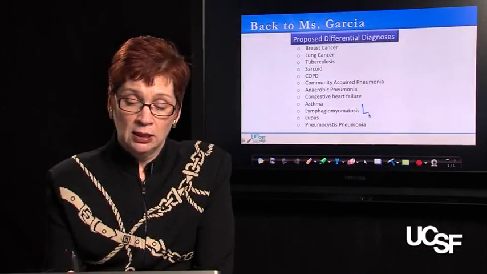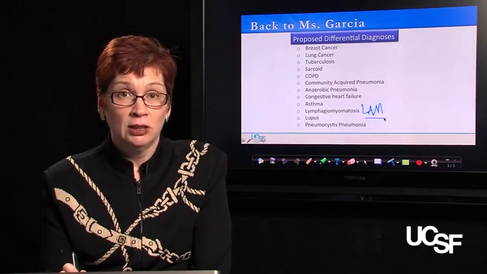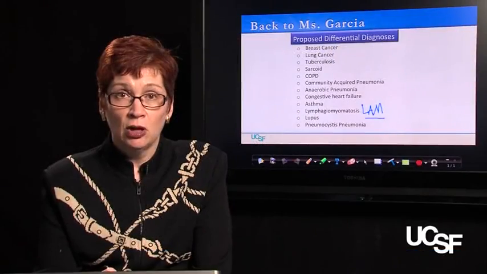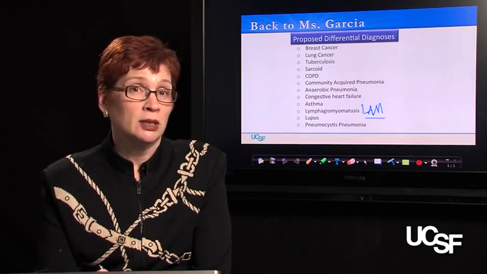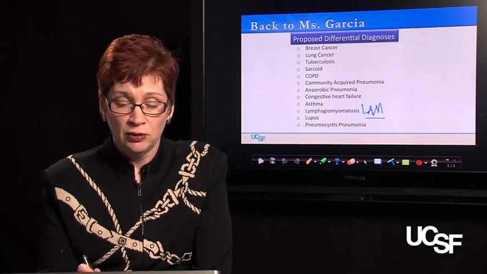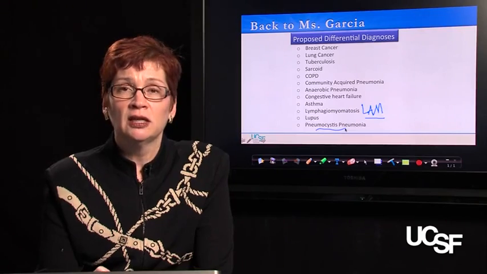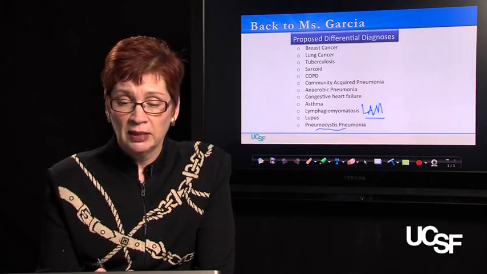lymphangiomyomatosis, which is known by its abbreviation LAM. It's an interesting choice for whoever out there picked that one. Lupus. Lupus is almost always on a differential diagnosis list. I think people have been taught, if they want to sound smart, say that the patient might have lupus. And then pneumocystis pneumonia, an opportunistic infection seen in patients with T-cell immunocompromise.